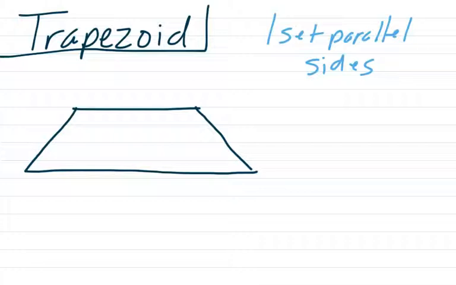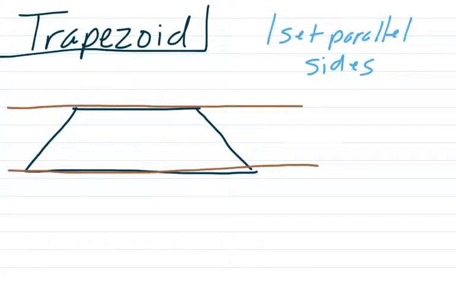A trapezoid only has one set of parallel sides, going through here and going through here. And so that is the end of our video on quadrilaterals.